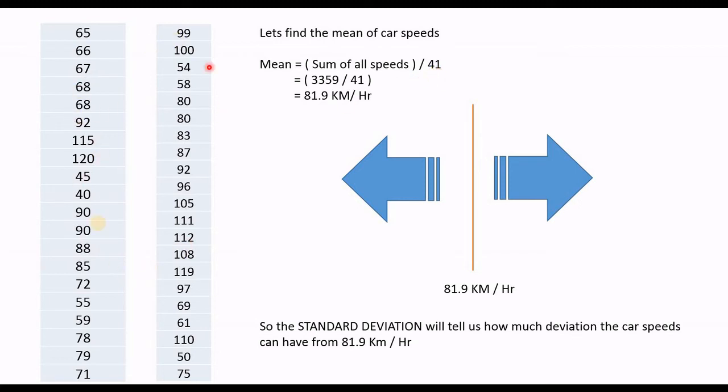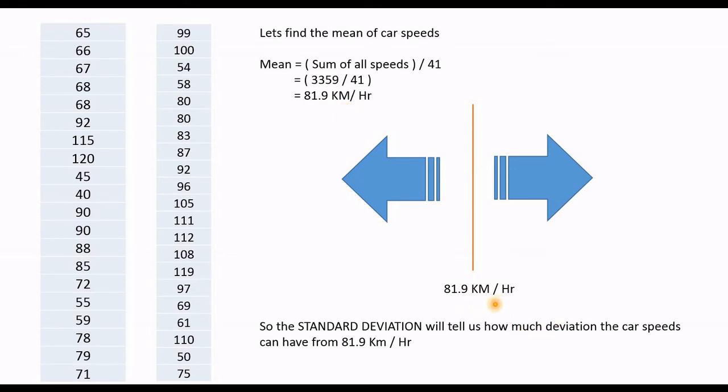So I have added this for you. It is 3359 divided by 41. You get 81.9 kilometers per hour. 81.9 kilometers per hour is the mean speed of the cars recorded by the policeman. So I put this 81.9 kilometers here.